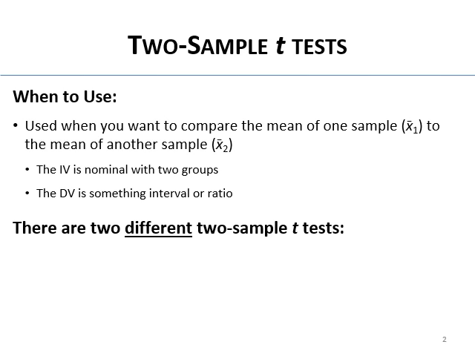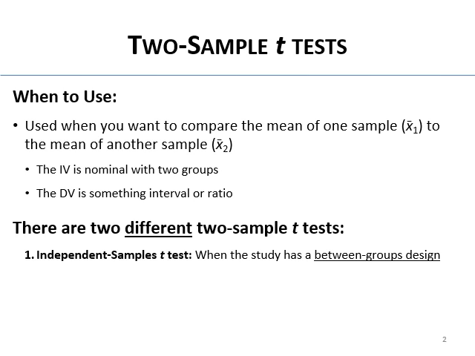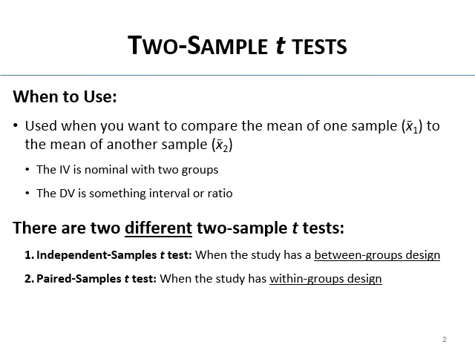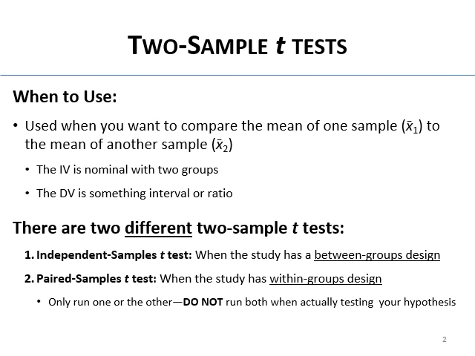There's 2 different types of 2 sample t-tests. One is called the independent samples t-test, and it's basically the t-test when you've got a between groups design. Then there's the paired-samples t-test, and it's the t-test when you've got a within groups design or repeated measures or whatever, pre-post. So normally you only run one or the other when you're testing your hypotheses, right? Because you either have a between or within group design.